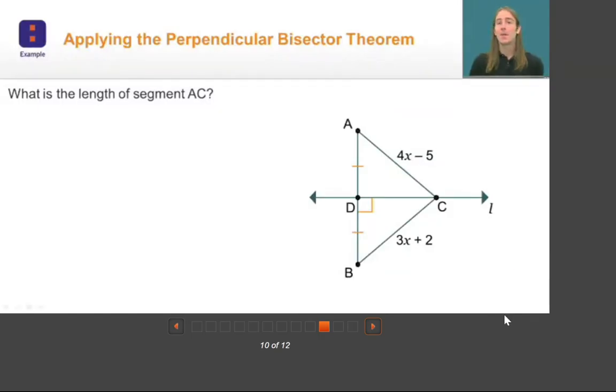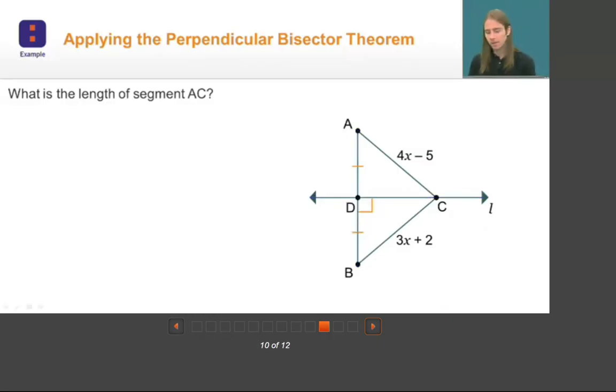Let's use the perpendicular bisector theorem to solve a problem. Here we're given a diagram, and it has a line segment AB and also a line L. And what we're asked to do is find the length of line segment AC. If we look closely at this diagram, I can see that the distance between A and D is equal to the distance between B and D because those line segments are marked as congruent. Furthermore, I see a right angle marking. So this tells me that the line L is a perpendicular bisector of line segment AB.